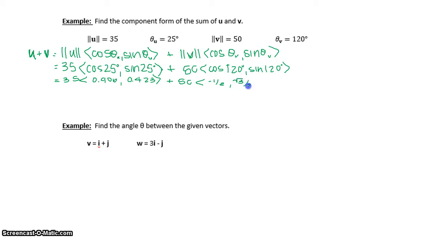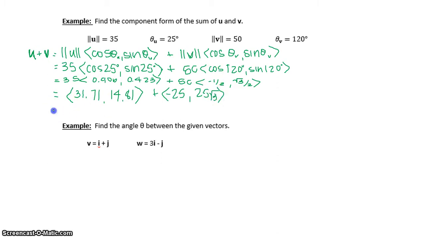It does not matter, since the other one you had to type in the calculator anyways, you will eventually be typing this one in. If I go ahead and distribute for each of those, my 35 on these, I get 31.71 and 14.81, plus over here I get negative 25, and then 25 radical 3.